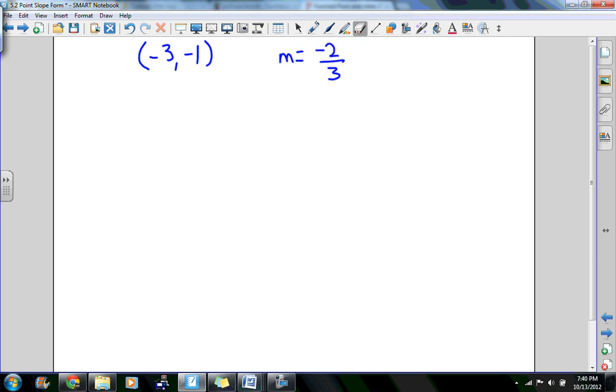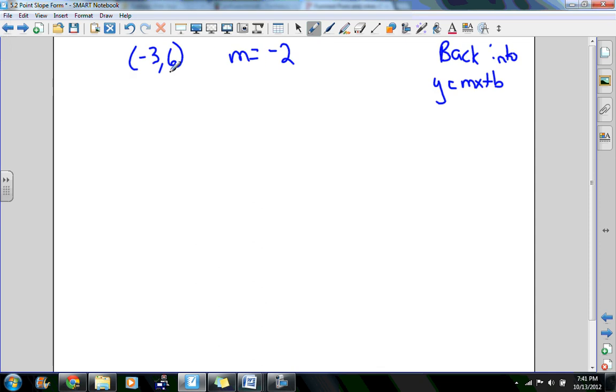All right, let's see how we did. So you should have gotten y plus 1, because that's a negative 1, is equal to negative 2/3 parentheses x plus 3. Now remember, because it's minus in the equation, minus a negative is the same thing as addition. So that's what you should have gotten.